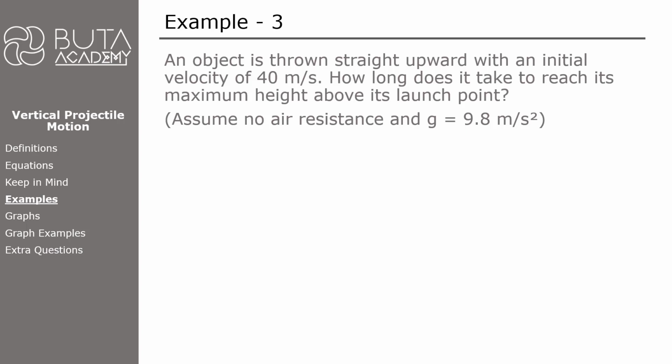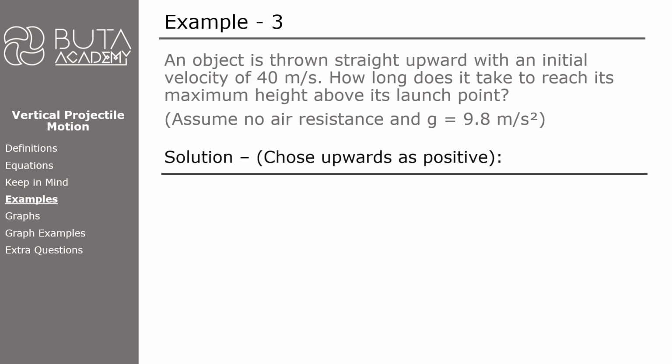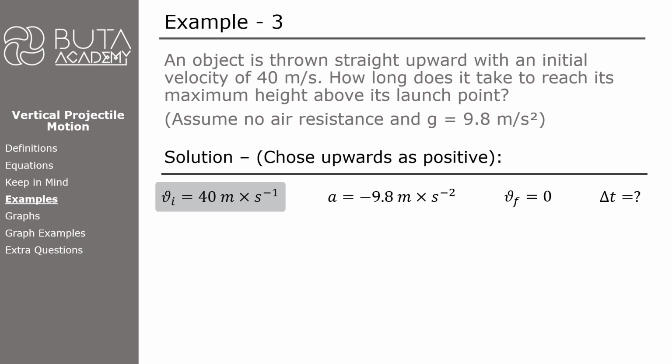As it was mentioned before, the first step in this topic is deciding the positive direction. A ball was thrown upwards, therefore we choose that direction as a positive one. Next, we summarize the information given in the question. Initial velocity of the ball is 40 meters per second. Acceleration is downwards, therefore its value is negative 9.8 meters per second square.